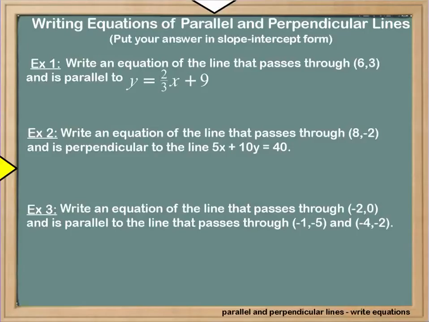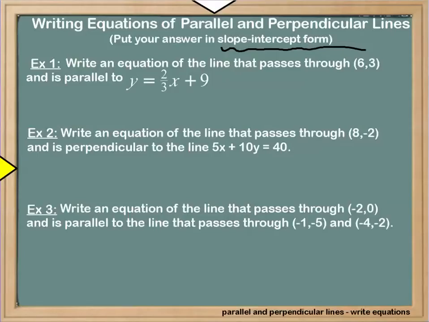Whenever you write the equations of lines for us, we want you to put the answer in slope-intercept form. Keep that in mind throughout this. So, example 1 asks us to write the equation of a line that passes through (6, 3) and is parallel to the equation y equals 2/3 x plus 9.